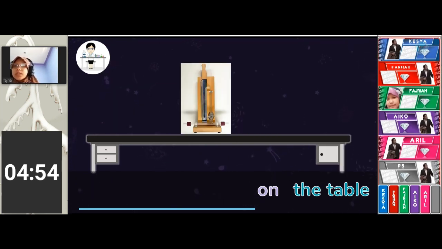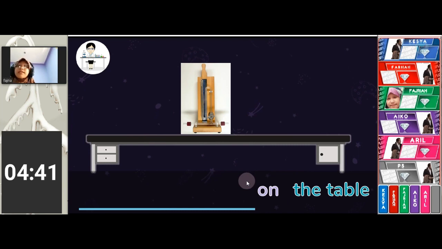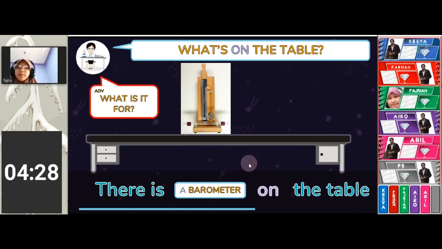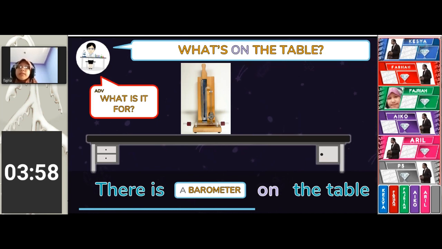Alright, next. What's on the table? There is a barometer. What is it for? You can use it to measure air pressure, to show when the weather will change.